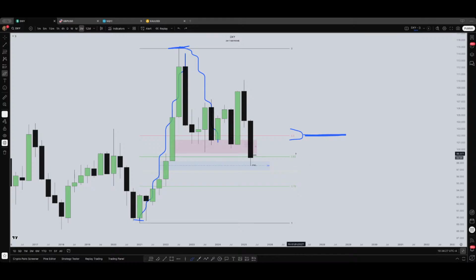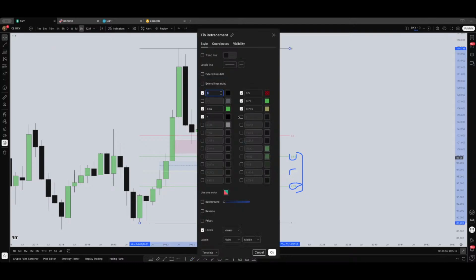But it's very interesting, price reached this area which we call optimal trade entry, which is 0.62 to 0.79, and the midpoint of this is 0.705. Okay, you can see here better.